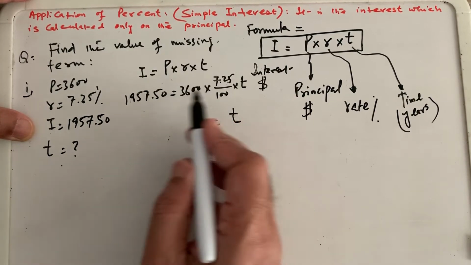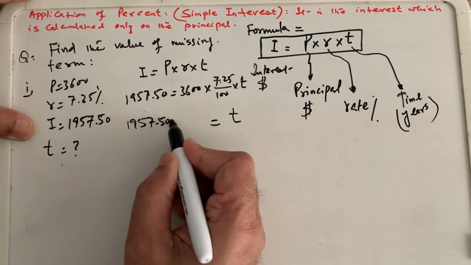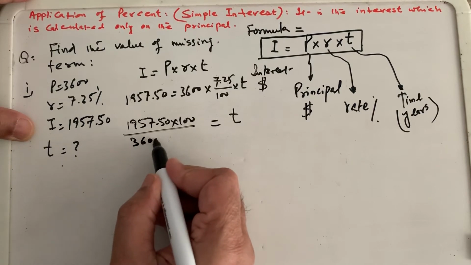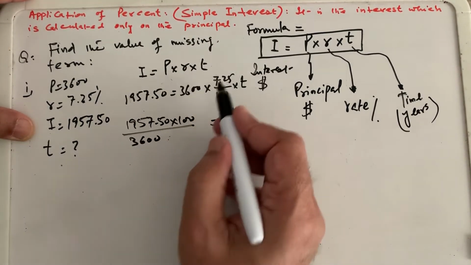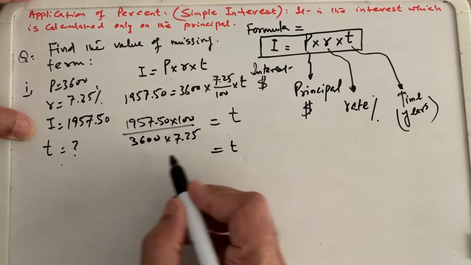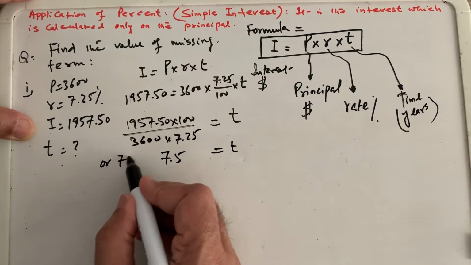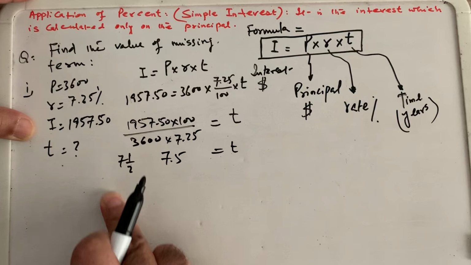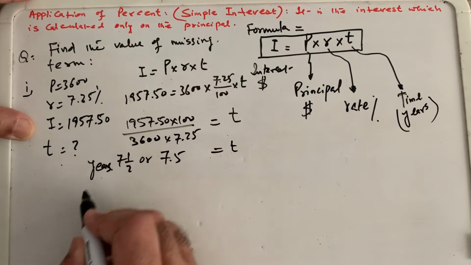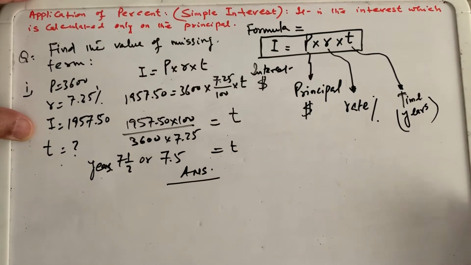This is in the denominator, so it goes into the other side of the equation. 1957.50 times 100, right, divided by 3600. This will go into the denominator, and then 7.25. And if you calculate this amount, it comes to 7.5 years, right? So years. Time is always in years in this formula. So this needs to be remembered all the time.